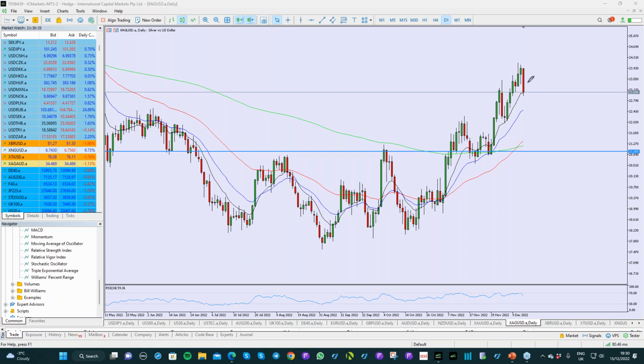Now, what we don't know is how far this pullback is going to go. So it could be that we do get a few more candles of pullback first before then seeing some kind of bullish price action, in which case I would be looking out for a long opportunity after those few more bearish but not quite so strongly bearish candles.